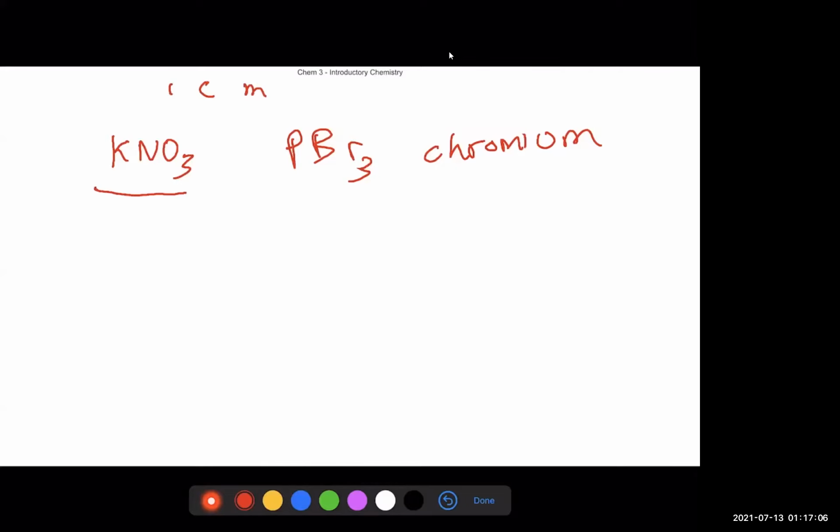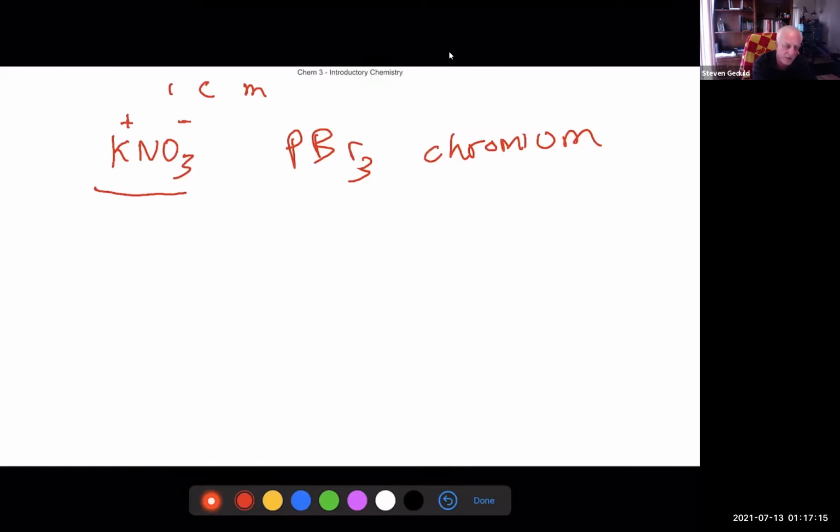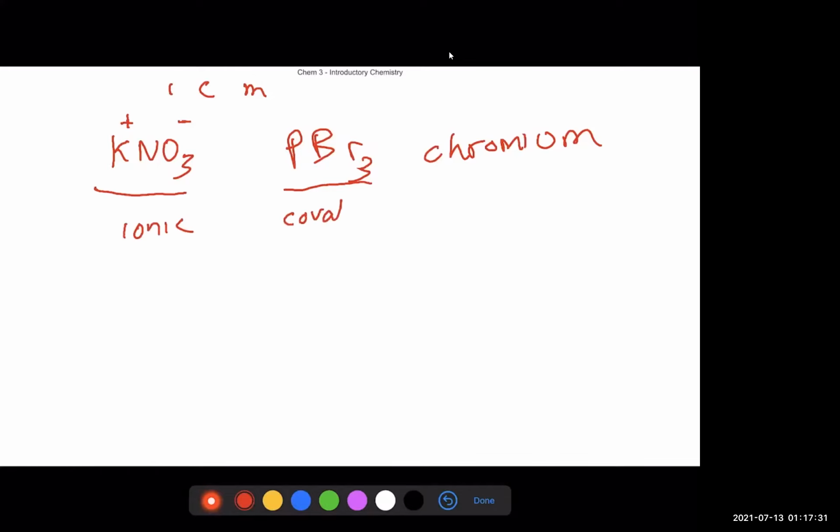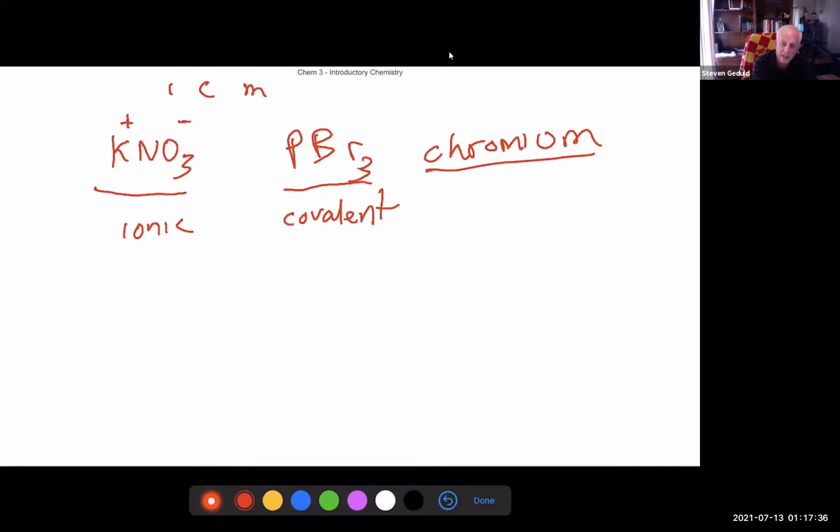Okay. Is it ionic? Perfect. It's ionic. Potassium is plus, NO3 is a polyatomic ion, negative. That creates an ionic bond, positive and negative charges. So this would be ionic. Phosphorus tribromide: those are two nonmetals, right? We said two nonmetals are covalent. And chromium is an element, and it's a metal, a transition metal. So that's the metallic bonds that hold them together.